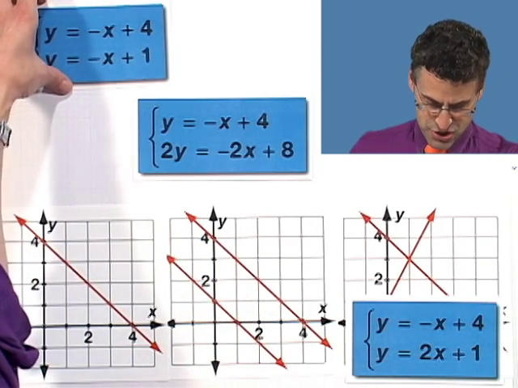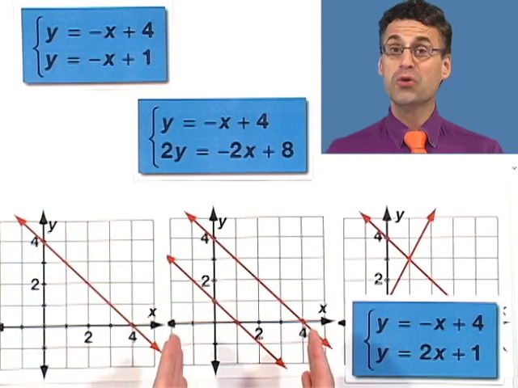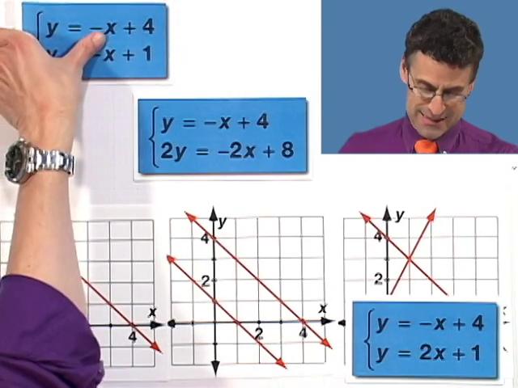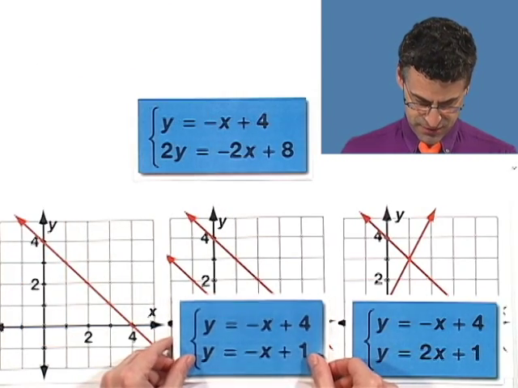So in fact, this is a match. And what do we see here? Here we see no solutions, because parallel lines never intersect. So this is an example of an inconsistent system, so that's kind of fun.